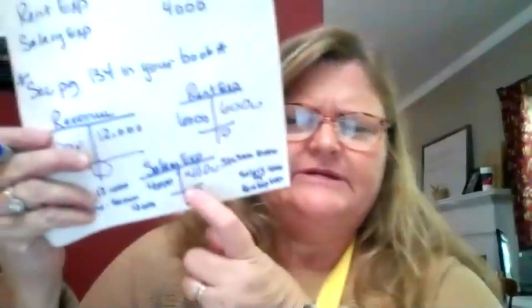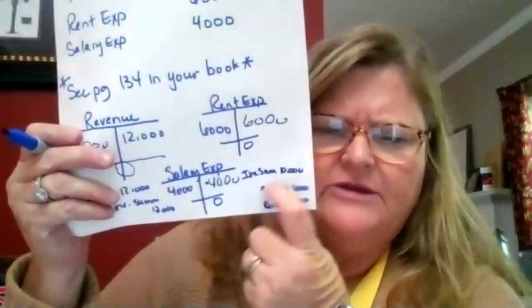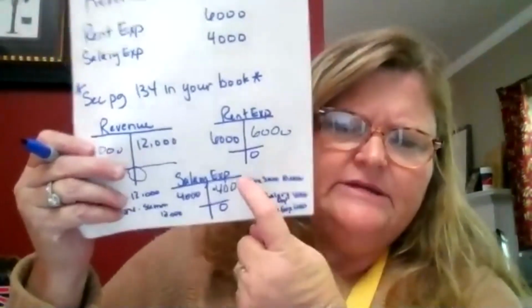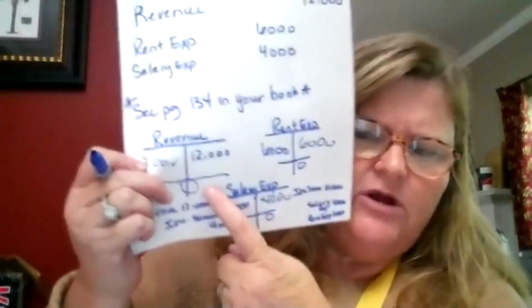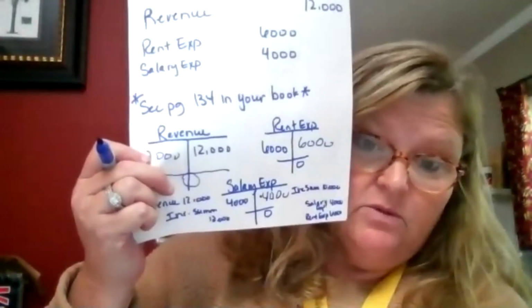Now, how do I make that journal entry? We credit salary expense. I'm writing it down here. 4,000. Rent expense, 6,000. And income summary is 10,000, because the 6,000 plus the 4,000 is 10. I'm going to debit income summary for that total, and I'm going to credit the expenses. The rent expense is 0, salary expense is 0, revenue is 0. That's what I want.